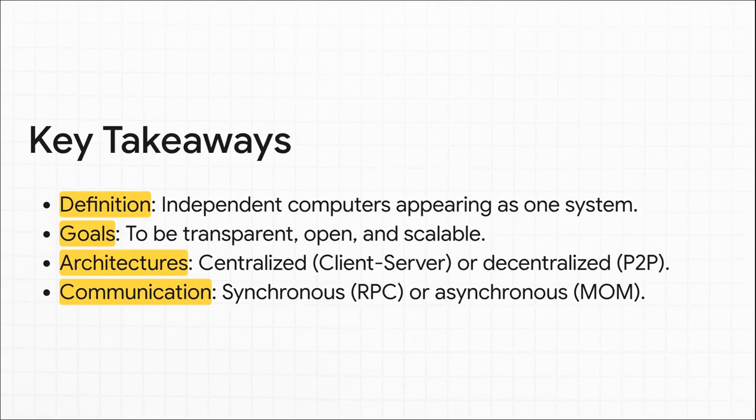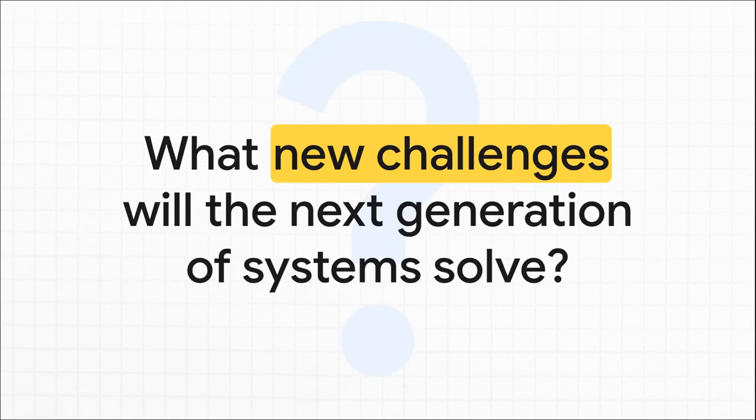We looked at the architectures. The org chart. Is it a top-down client-server model or a flat peer-to-peer network? And finally, we saw how they communicate, either with a direct, synchronous phone call like RPC or an indirect, asynchronous memo system like MOM. And that really brings us to the future, doesn't it?